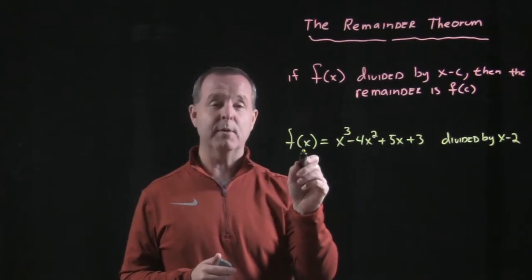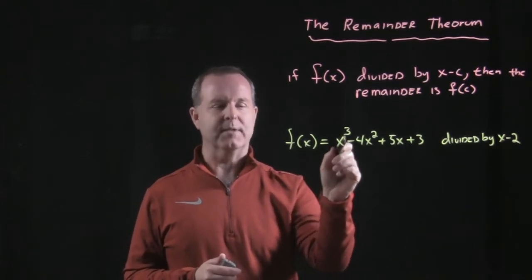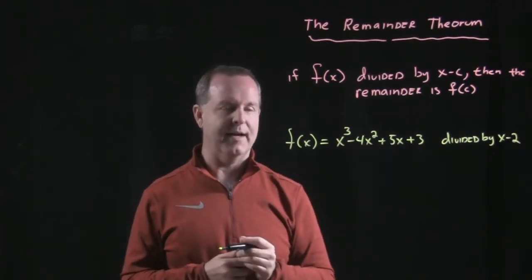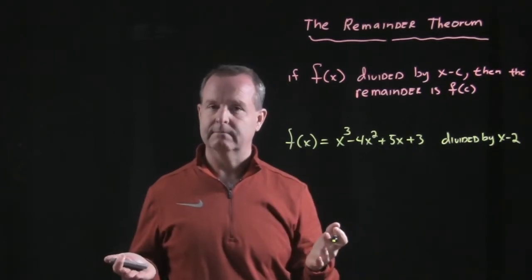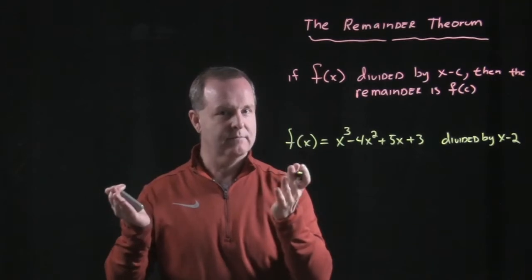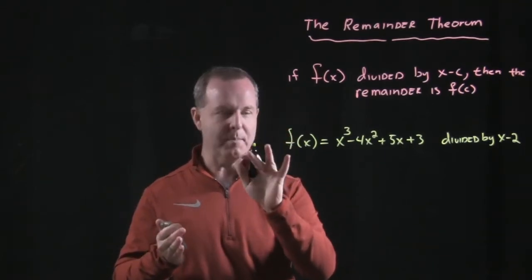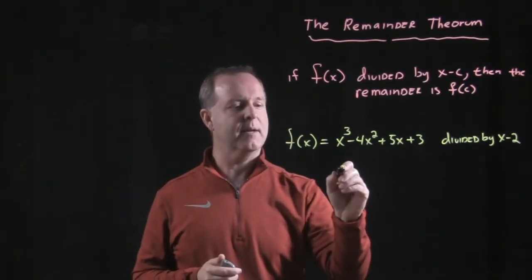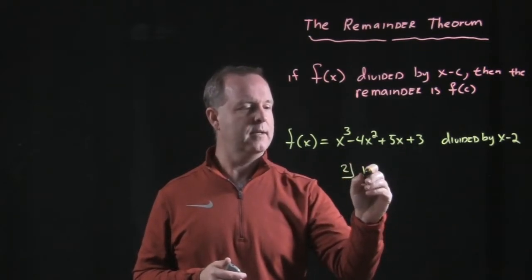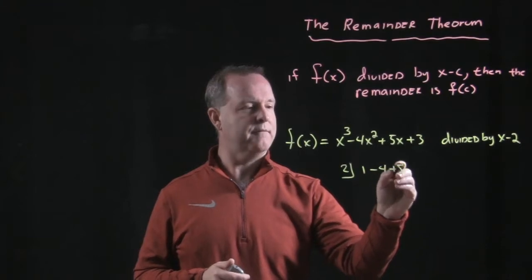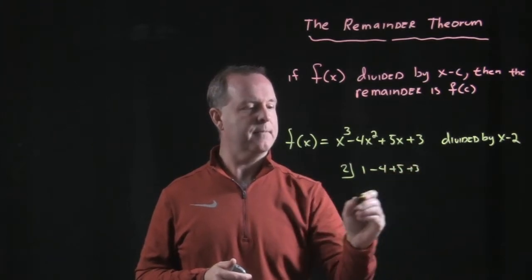So I have some polynomial function, f of x, it equals x cubed minus 4x squared plus 5x plus 3. I want to divide it by x minus 2. So let's do that. Long division, synthetic. Synthetic? Okay, that's what I'm hoping you said. So this becomes 2. The coefficients, in descending order, are 1, minus 4, plus 5, plus 3.